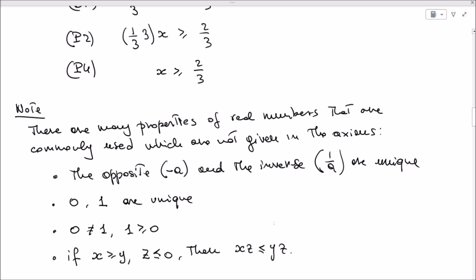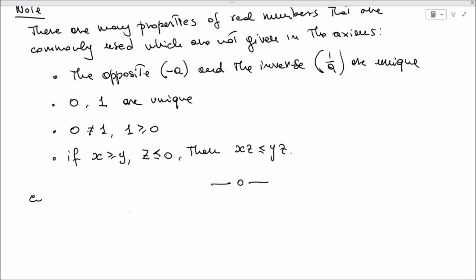Good. There is one final axiom, very important, which makes the difference between the real numbers and all the other sets, and in particular makes a difference between the real numbers and the rational numbers. And this is what is called the continuity axiom.